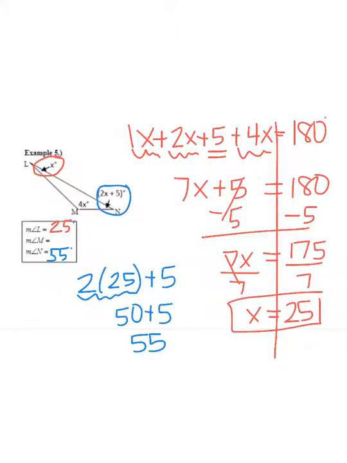And then angle M is 4x. So 4, take out x, plug in 25. 4 times 25 would be 100. If you add these three up, 25 plus 100 plus 55, you should get 180, which we do, so we must be right.